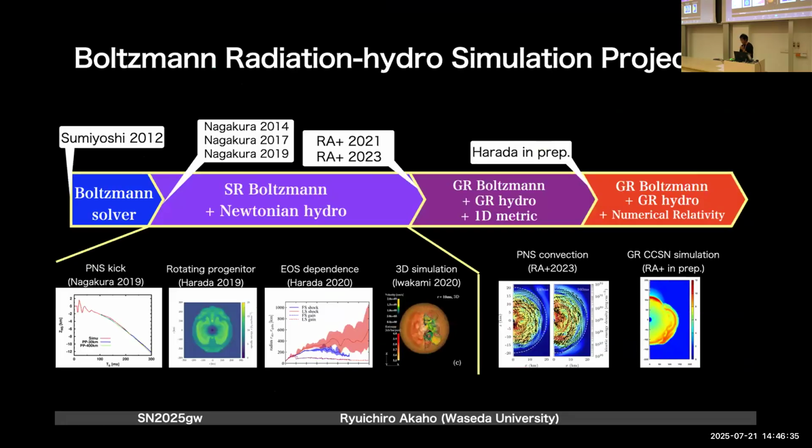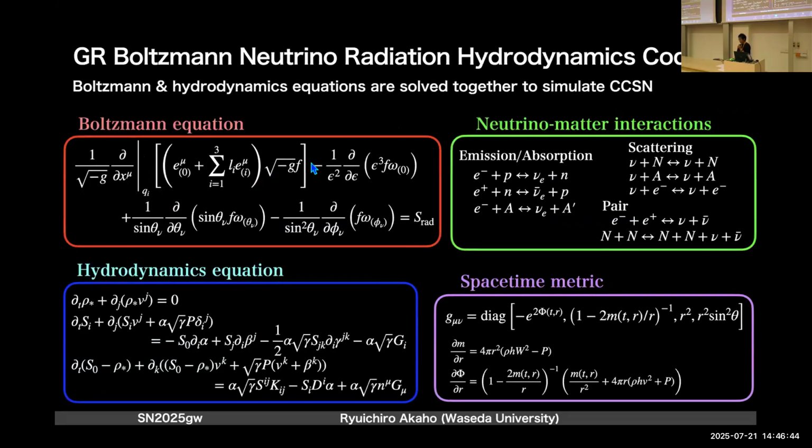So as a group, we are doing Boltzmann radiation hydrodynamic simulations. This is the equation we are solving right now: the Boltzmann equation for the neutrino phase space distribution, the hydrodynamics equations, and neutrino-matter interactions. These equations are general relativistic, and we are currently doing calculations with a spherically symmetric metric calculated from the spherically averaged hydrodynamical profile.